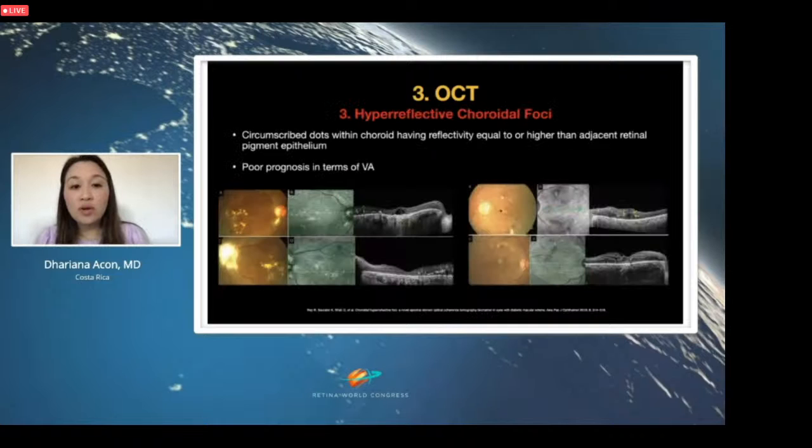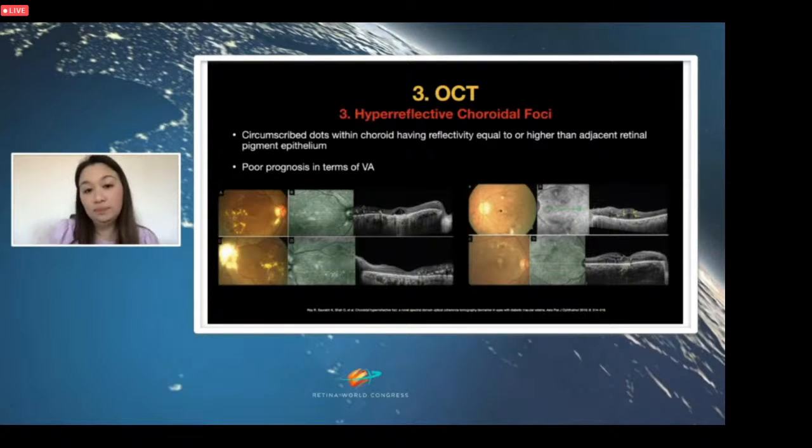Another biomarker that we can find in OCT is the hyperreflective choroidal foci. These are dots within the choroid that have reflectivity equal to or higher than the adjacent RPE. When you find these in these patients, they are usually associated with poor prognosis in terms of visual acuity.